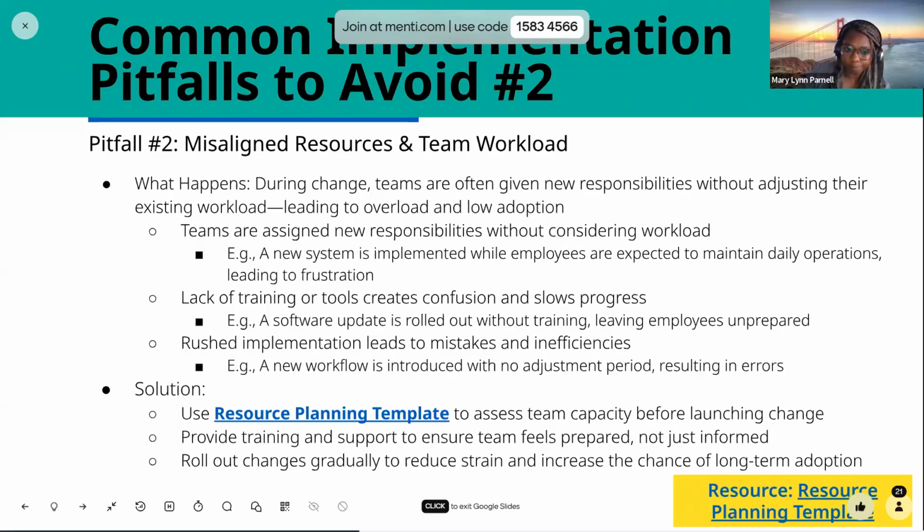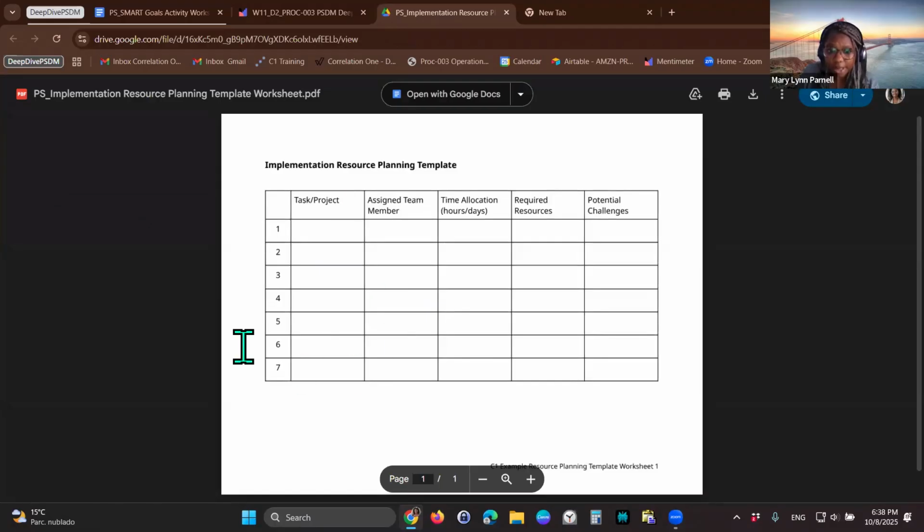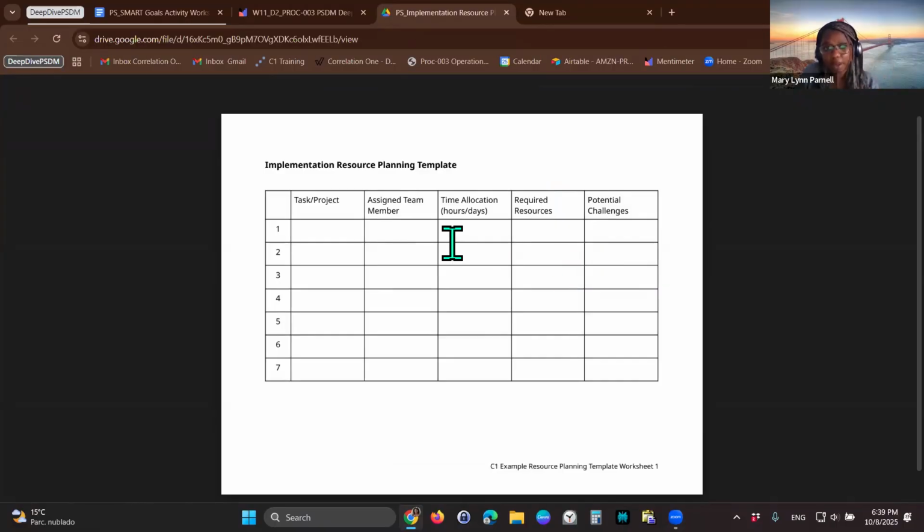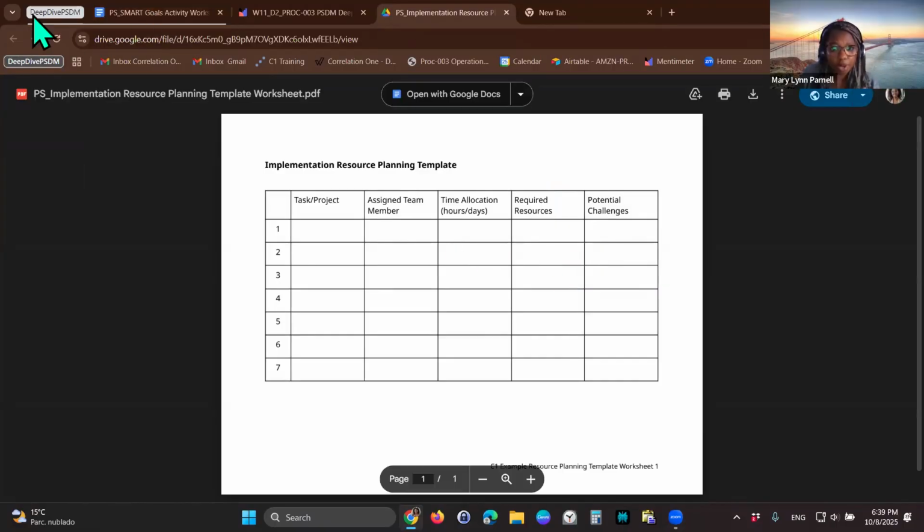The solution is to assess team capacity before launching change. We want to provide training and support to ensure teams feel prepared and not just informed. We want to roll out changes gradually to reduce strain and increase the chance of long-term adoption. There is a tool you can use, called the resource planning tool. Take your task, look at the assigned team member, the time allocation, meaning the hours and the days they have, the required resources, and then the potential challenges. So you really have a holistic view of what we're implementing.